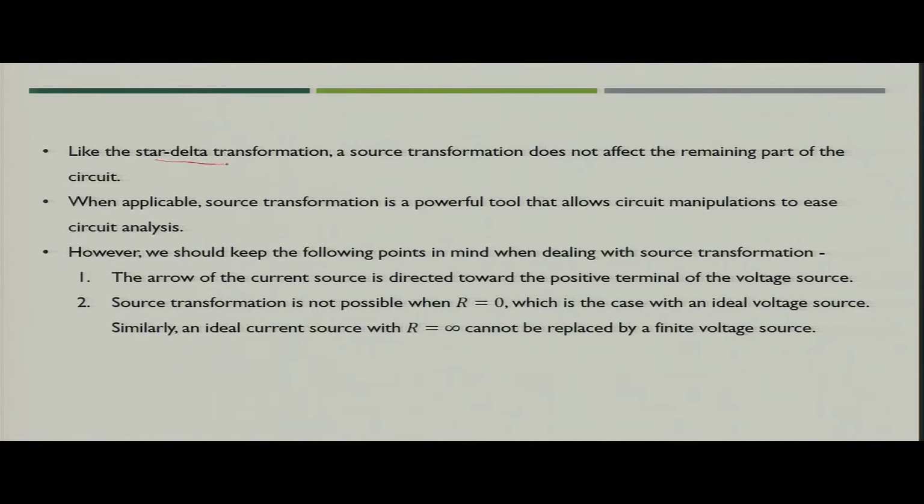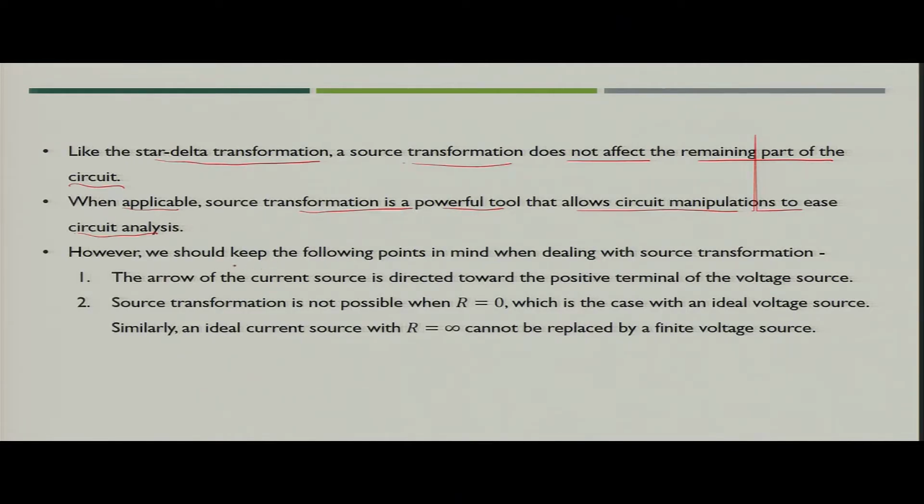So, like in star delta transformation, the source transformation does not affect the remaining part of the circuit. You will apply them for one particular segment of the circuit, but this will not impact the rest of the circuit. So, when applicable, the source transformation is a powerful tool that allows circuit manipulation to ease the circuit analysis. Wherever you see the possibility of source transformation, you apply them and make the circuit simpler.